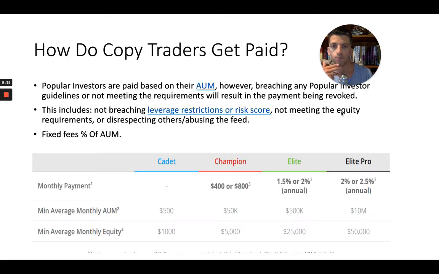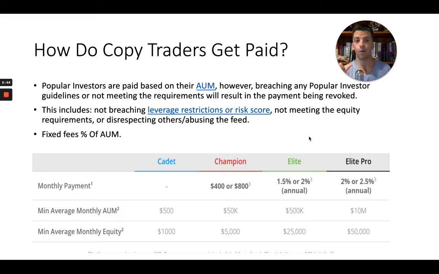So that's pretty cool. So you think, okay, well, what's in it for you? Well, copy traders can get paid, okay, if you meet certain criteria, and they are quite stringent. I've just started doing a professional investment management course that they have, and so there are quite a number of obstacles or hurdles over which you have to jump. So popular investors are paid based on their assets under management, so AUM, assets under management. However, breaching any popular investor guidelines or not meeting the requirements will result in payments being revoked.